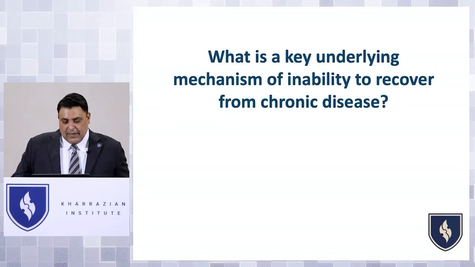So let's go into a basic question. What is the key underlying mechanism of inability to recover from chronic disease? For most of us that are practicing alternative healthcare, we're seeing patients that have walked into the conventional system and they really didn't get what they needed. So they're desperate. They're looking for help. They have a chronic condition. They're not getting better. So we're constantly faced with the population of patients that just aren't recovering. They don't know what's happening with them.